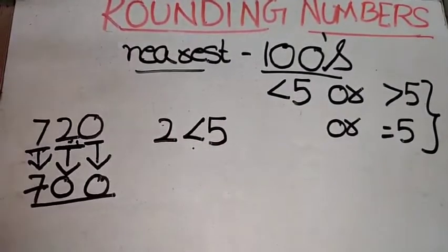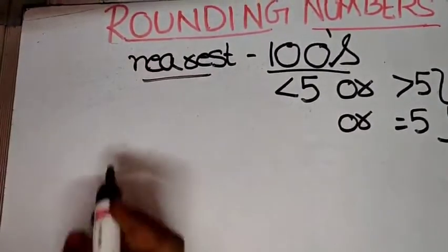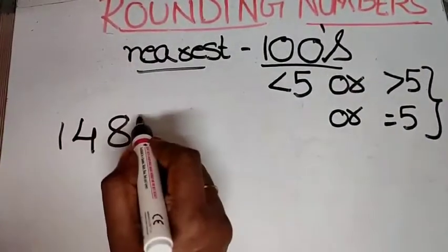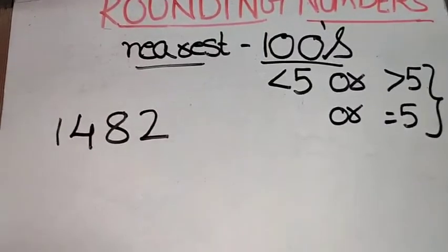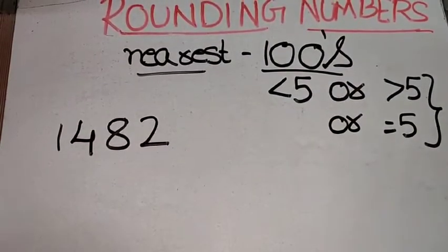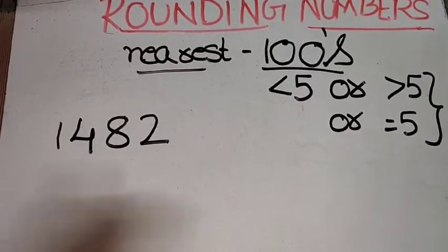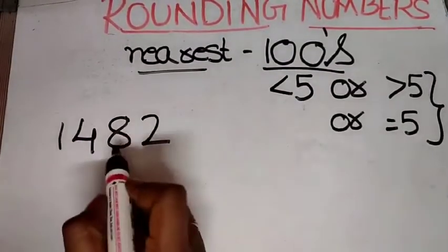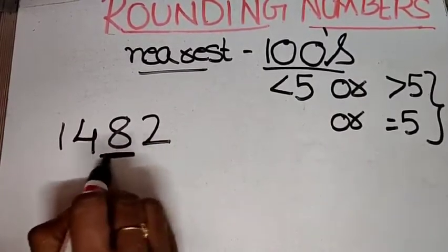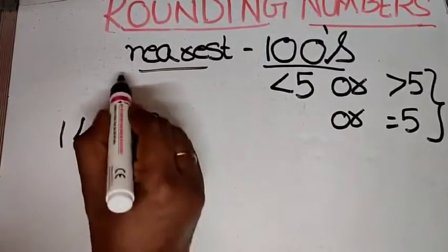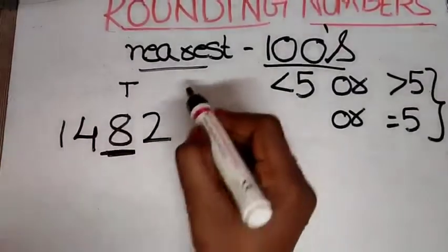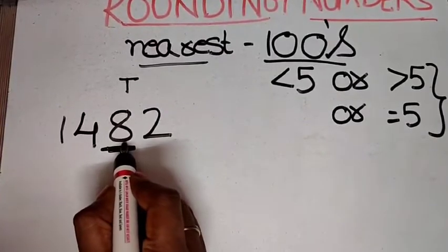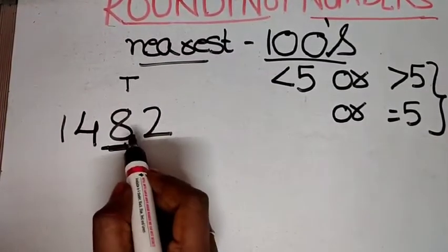Let us see with one more example. So now let us take a number 1482. Now what we are doing? We are finding the nearest hundreds of this number. So we all know what digit we have to check. We have to check for the tens place. That means tens place we have to check to find the nearest hundreds. Check whether the tens place digit is less than 5 or greater than 5 or equal to 5.